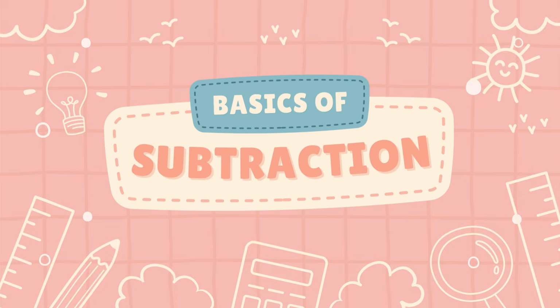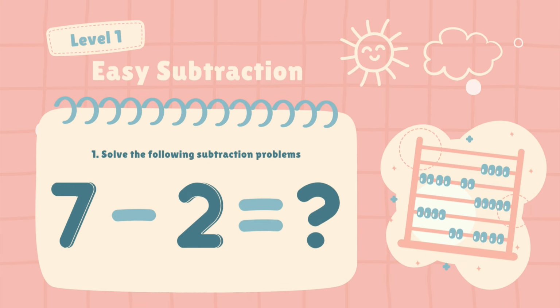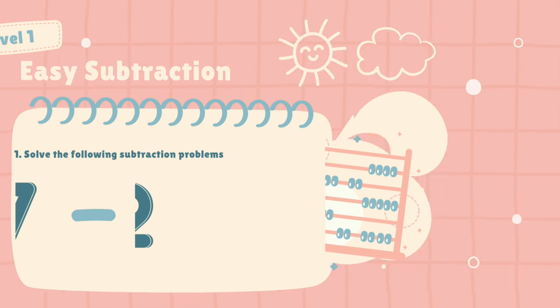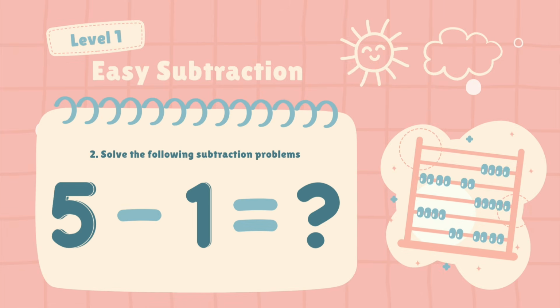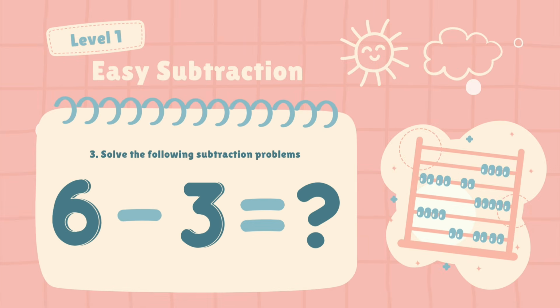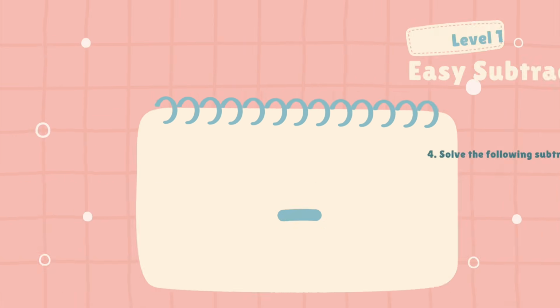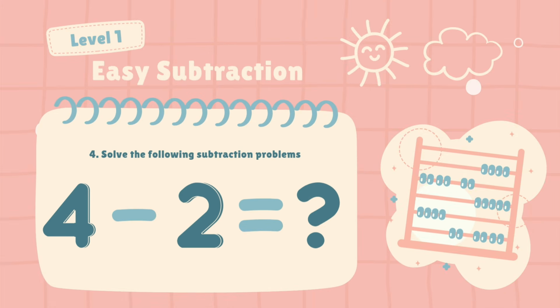Today we will do the basics of subtraction. So let's start with level 1. Solve the following subtraction. 7 minus 2 will give you 5. 5 minus 1 will give you 4. 6 minus 3 will give you 3. 4 minus 2 will give you 2.